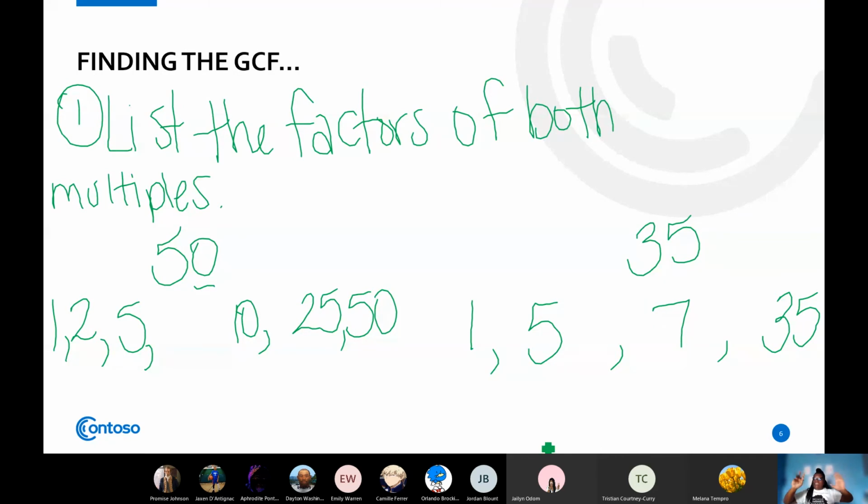So now I see 2 different lists of factors. What is the greatest common factor that both of these numbers have? Share. 5. So the greatest common factor here is 5. Any questions here?